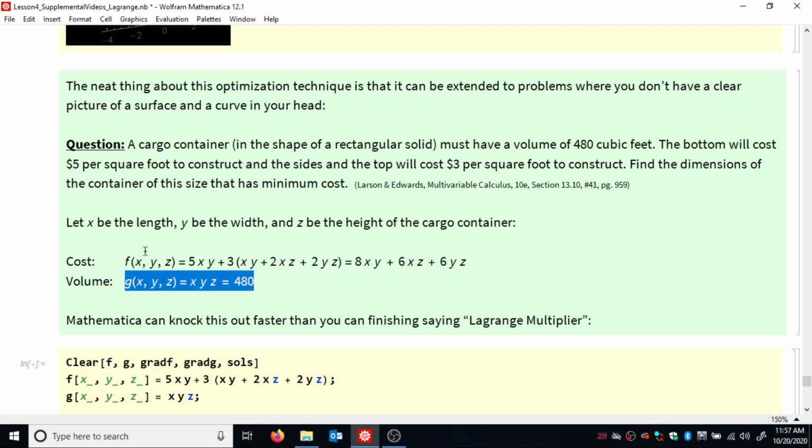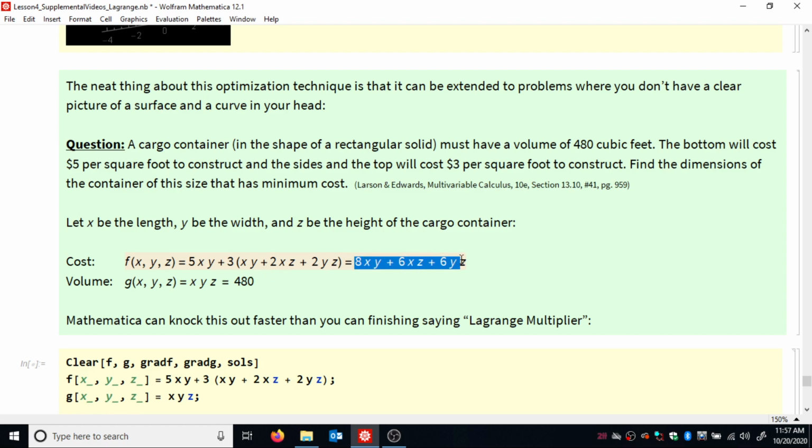Now the function that I'm optimizing, maximizing or minimizing, is f of x,y,z, and this is the cost of building the shipping container. What you can see is it's $5 per square foot for the base, so length times width, and then everything else is $3 per square foot. So we have the ceiling, x times y, length times width. We have the two walls, or actually the four walls. Two walls are constructed out of a length and a height, and two walls are constructed out of a width and a height. And when you multiply this whole thing out, you get this 8xy plus 6xz plus 6yz.